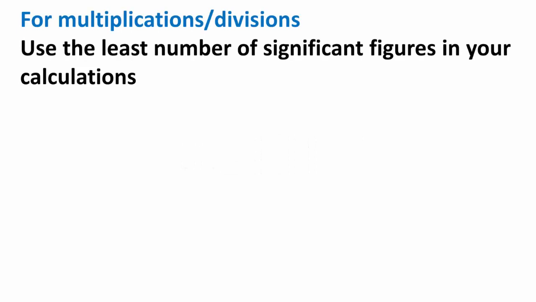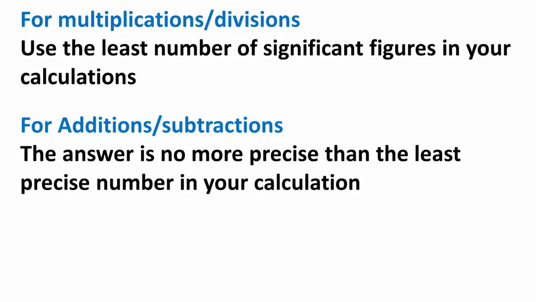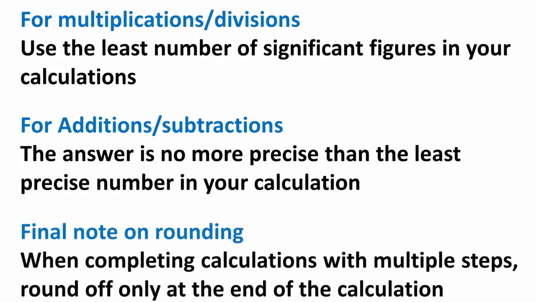In summary, the number of significant figures that you keep will depend on the arithmetic of your calculation. If you're multiplying or dividing, your answer cannot have more significant figures than the least number of significant figures in your calculation. If you're adding or subtracting, your answer cannot be more precise than the least precise number that you have used. And a final note on rounding. When you're completing a calculation involving multiple mathematical steps, only round off at the end of the calculation and not in the intermediate steps.